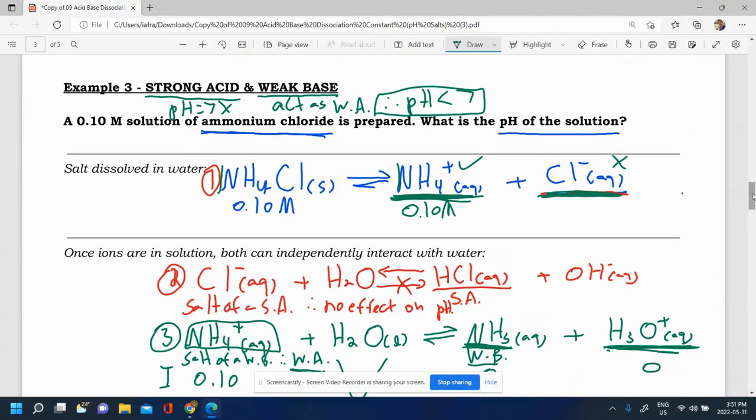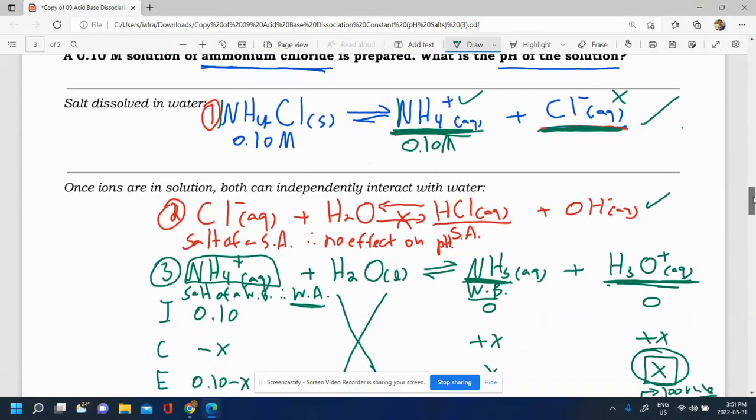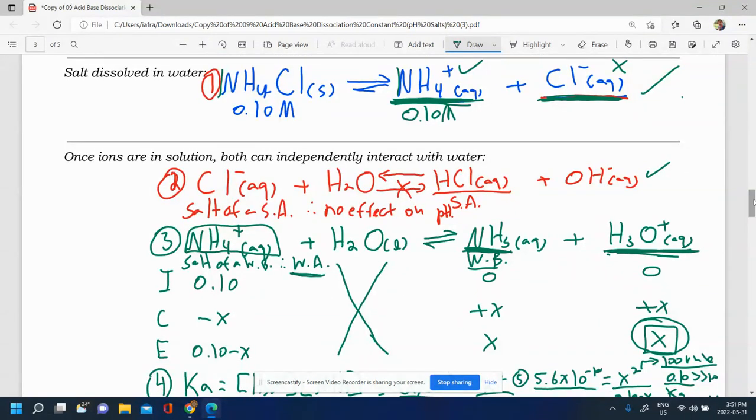So you must write the dissociation equation first, and test out each ion using hydrolysis. We saw that the Cl minus is the salt of a strong acid, so no effect on pH. And then we saw the NH4 plus from our table is actually a weak acid. But just to confirm, when we do the hydrolysis, we get that NH4 plus gave its H to the water. So it became NH3 and H3O plus. And NH3 we saw in our table is a weak base. So that makes NH4 plus the salt of a weak base, making it a weak acid.